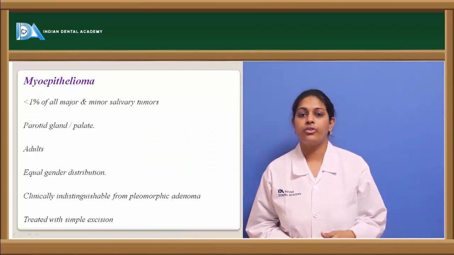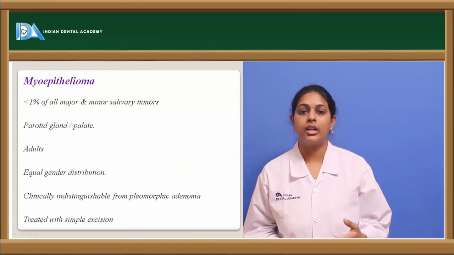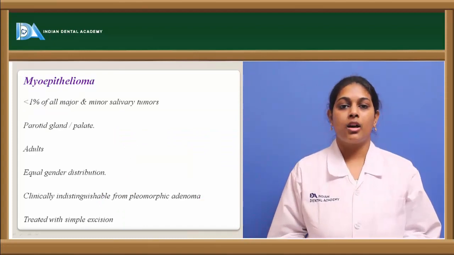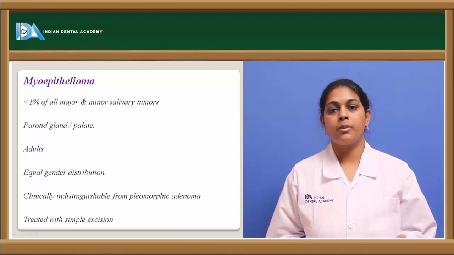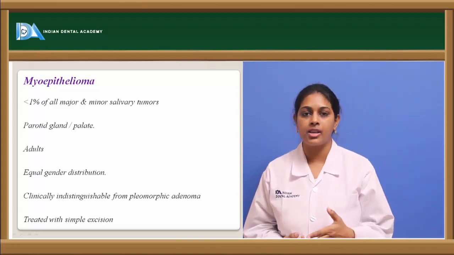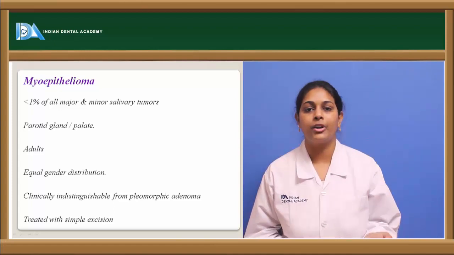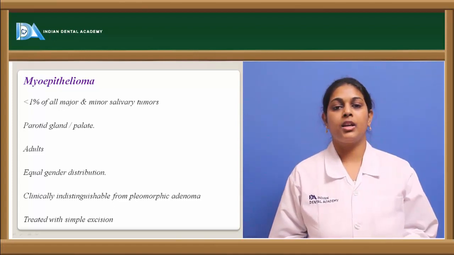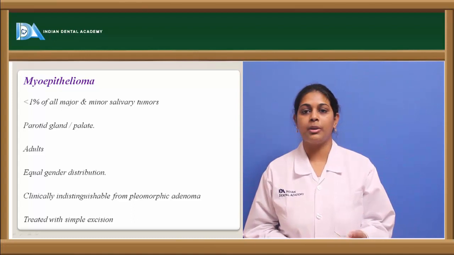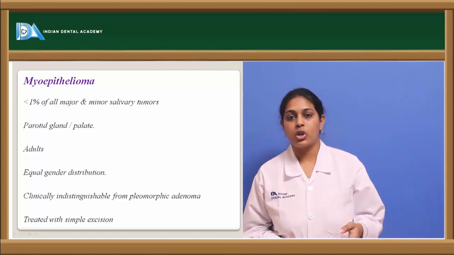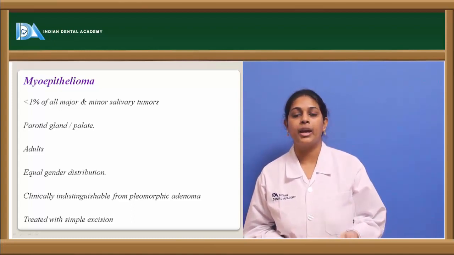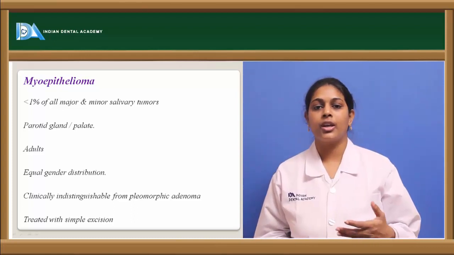Myoepithelioma constitutes less than 1% of all salivary gland tumors, and it can involve both the major and the minor salivary glands. Among the major salivary glands, it is most commonly seen in the parotid gland, whereas among the minor salivary glands, the palate is most commonly involved. It is most commonly seen in adults, with equal gender predilection.